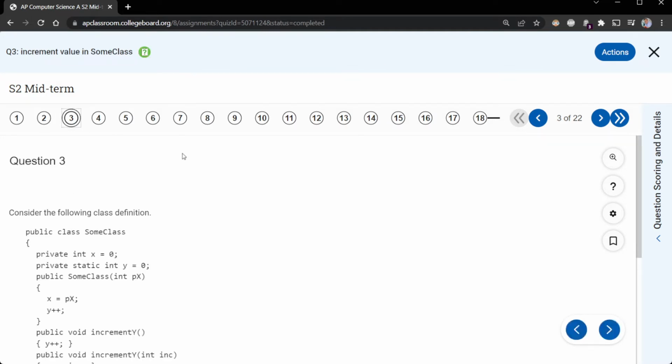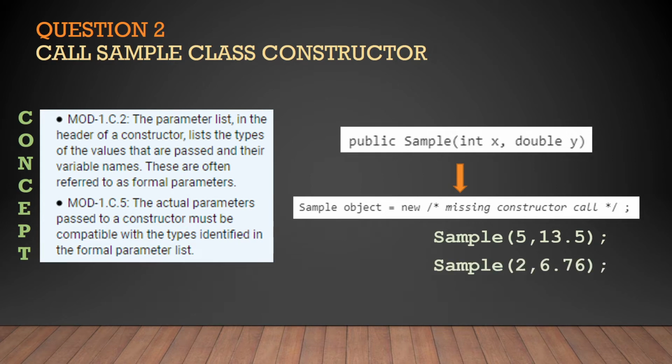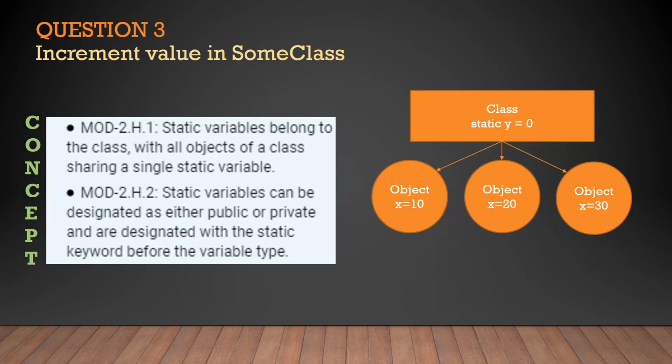Okay, question three. Let's go back to question three. Question three requires us to look at some examples of what we're looking for. Question three is slightly different. Static variables belong to the class. So this is testing your knowledge of static variables.